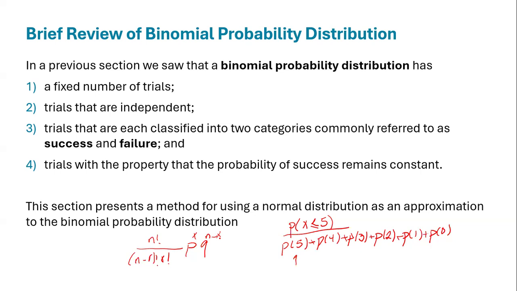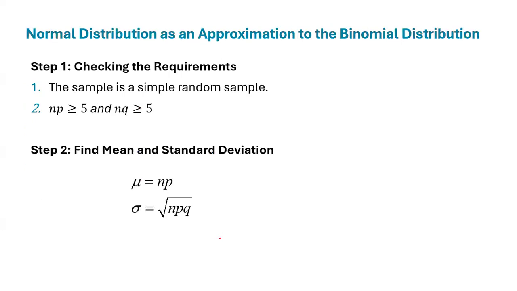Now, learning about the normal distribution helps us, because with a normal distribution it is easy to find the probability, since in any normal distribution the probability is just the area under the curve. So we can use a normal distribution to approximate a binomial distribution. What should we do? First of all, if we have a binomial probability distribution problem and want to use a normal distribution instead, we need to check the requirements to see if we can do that or not.